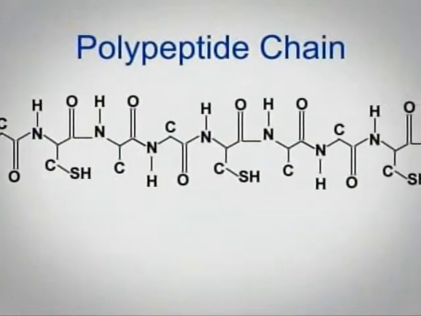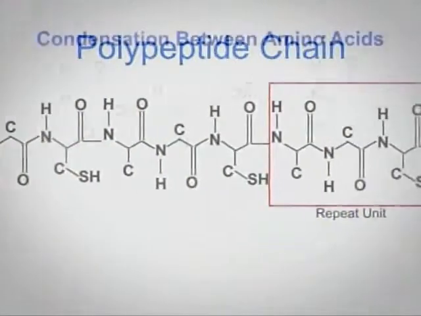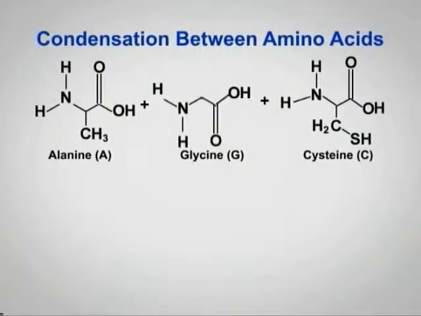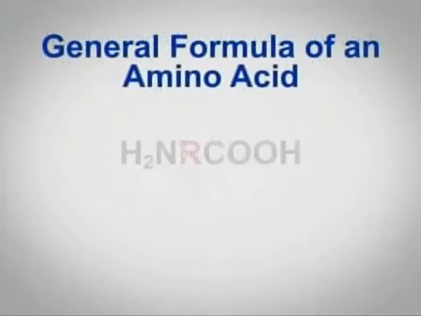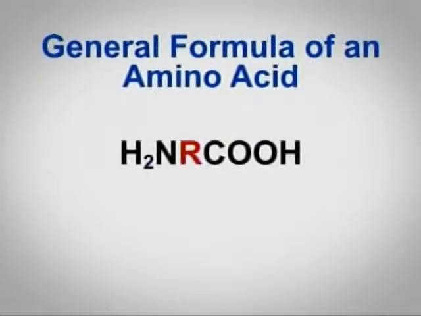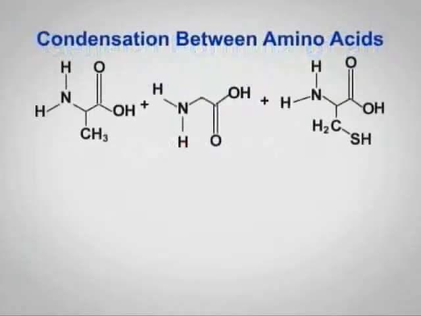Proteins are made up of chains of amino acids called polypeptides. Polypeptides are polyamides formed by condensation polymerizations between amino acids. An amino acid has the general formula H2N-RCOOH, where R varies both in type and number to give different amino acids.